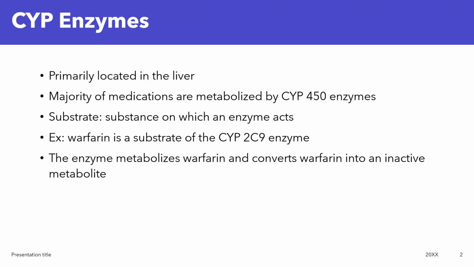Let's talk a bit about cytochrome P450 enzymes. So cytochrome P450 enzymes are primarily located in the liver. Majority of medications are metabolized by cytochrome P450 enzymes. Now, there are several types of cytochrome P450 enzymes. So, for example, we have 3A4, 2C9, 2C19, 2D6, 1A2, etc.